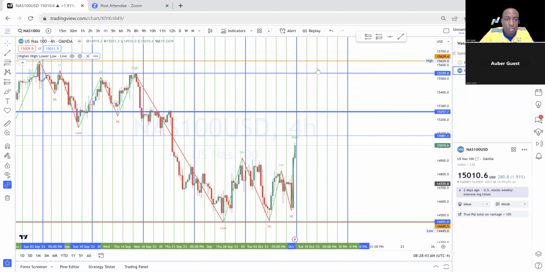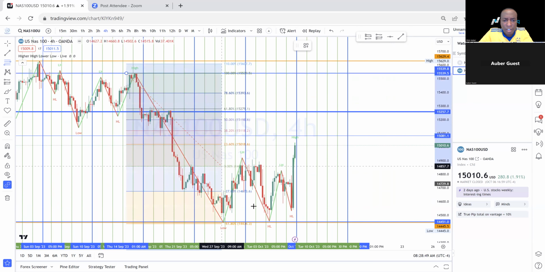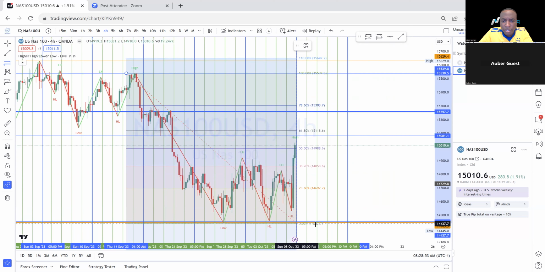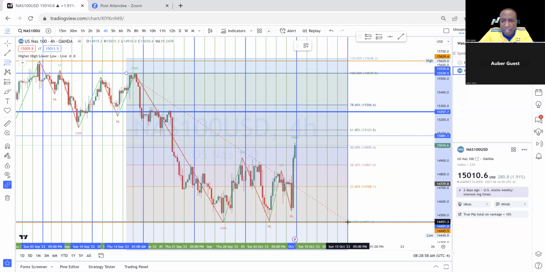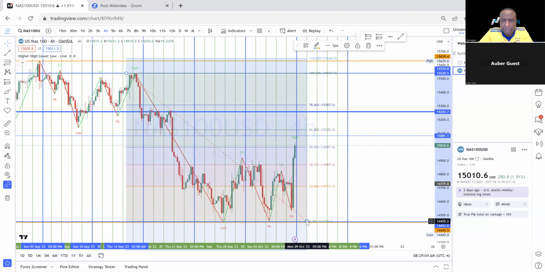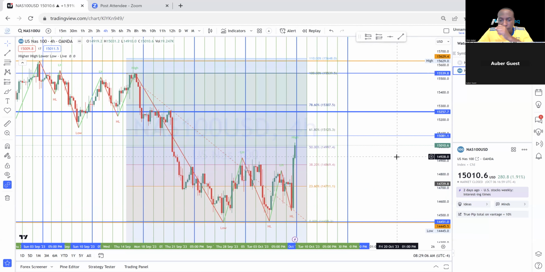So in order to do that, I take my fibs and I look for my high, and I go down to my low. That is the low point. And then once I do that, I take it over here. I just spread it out so I can actually see it properly. Now you'll notice that the price is now at the 50% retracement level.